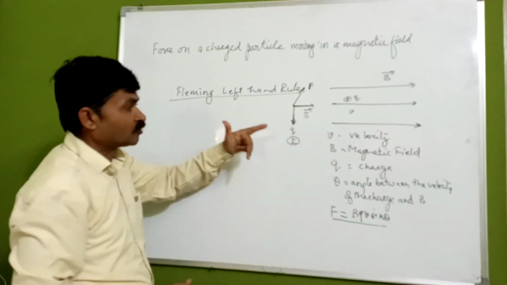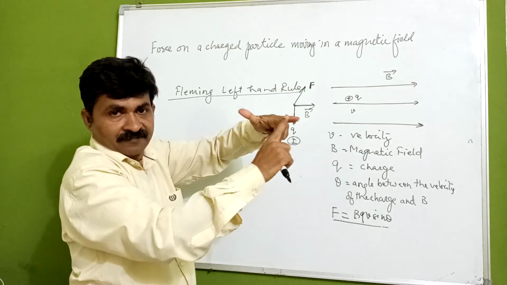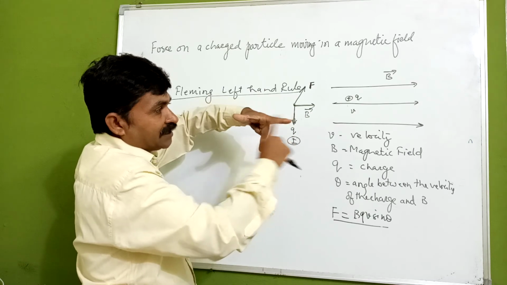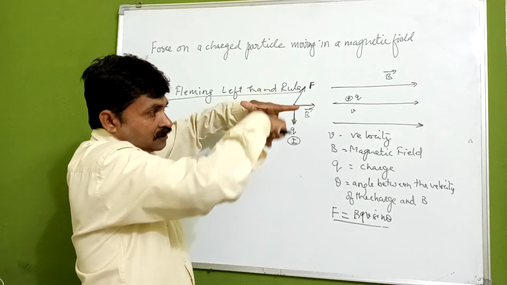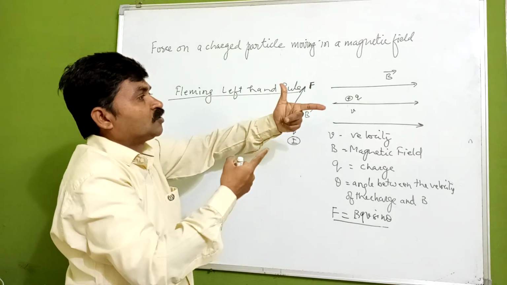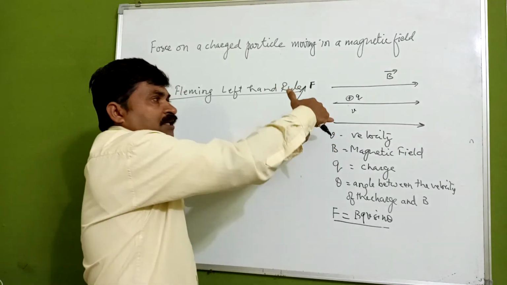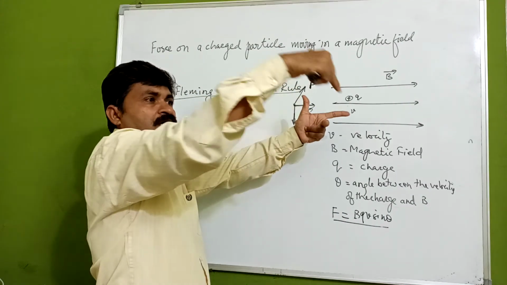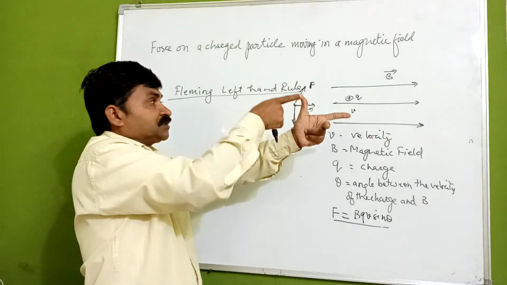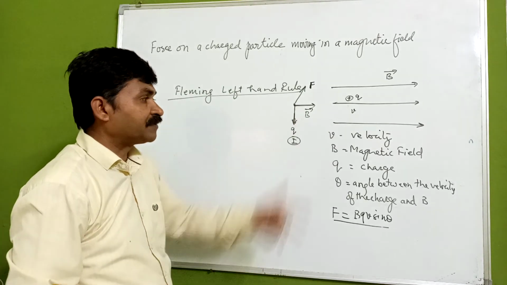So Fleming's left hand rule is simply this: if we stretch the thumb, the middle finger and the forefinger perpendicular to each other, and we assume the magnetic field is in this direction and the current is flowing in this direction, the force will be given by this direction. Either you can take it like this also. If the magnetic field is in this direction and the current is flowing in this direction, then the force will be in this direction. This is given by Fleming's left hand rule.